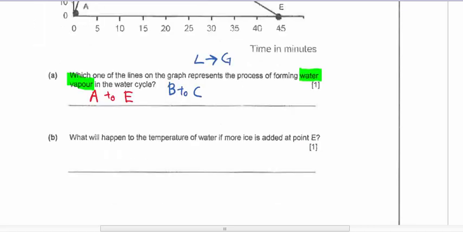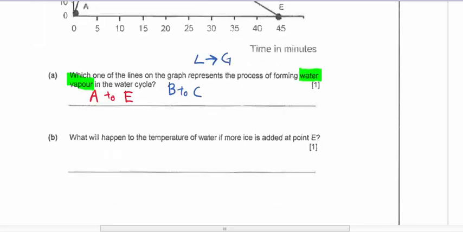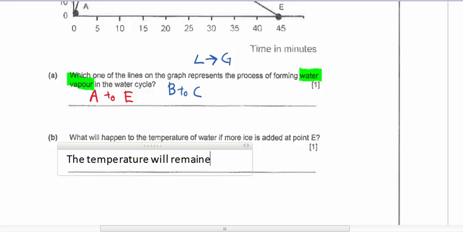So what will happen to the temperature of water if more ice is added at E? Okay, so if I have more ice added at point E, so what's going to happen to the temperature? Now point E is already at 0 degrees. If I add more ice, what's going to happen? Is it going to drop anymore? No, right? Because it's already at 0 degrees, and if you put more ice, it doesn't drop the temperature down. So what's going to happen is the temperature will remain the same. Okay, so temperature will remain the same.